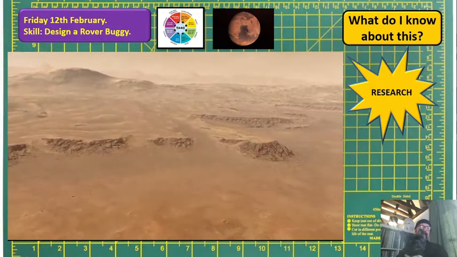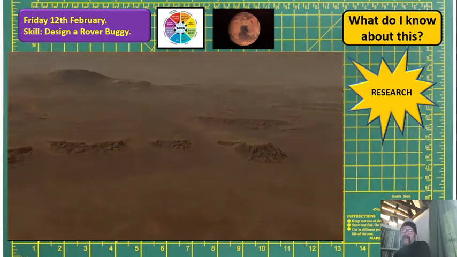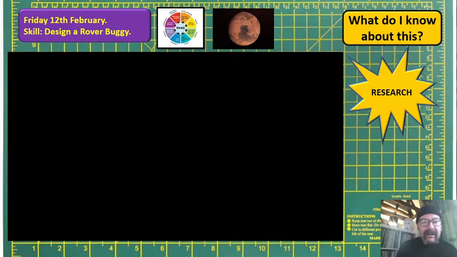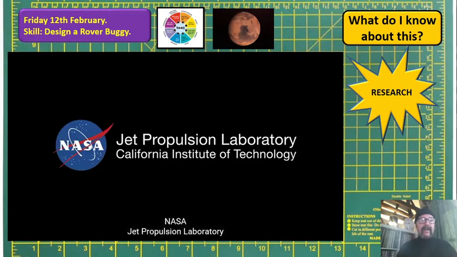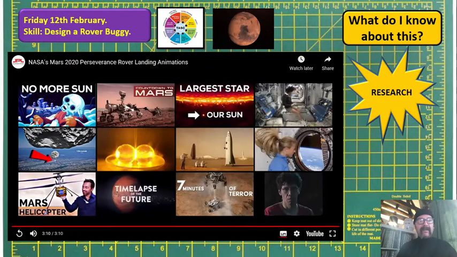And there we have it. Okay, so Rover has landed. Perseverance is its name. So what you need to do today is do a little bit of research. If you have a look in the resources, there's a fact file about Mars, and some questions to answer, and that will help you with your design today.